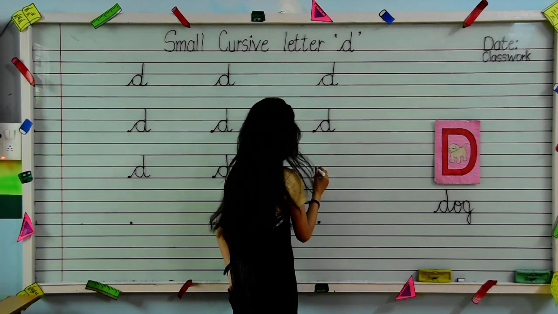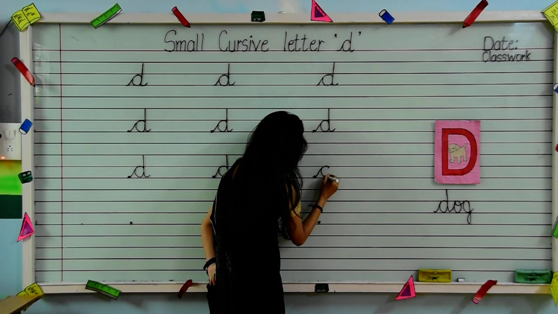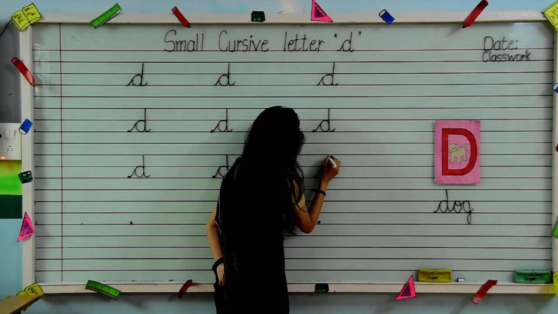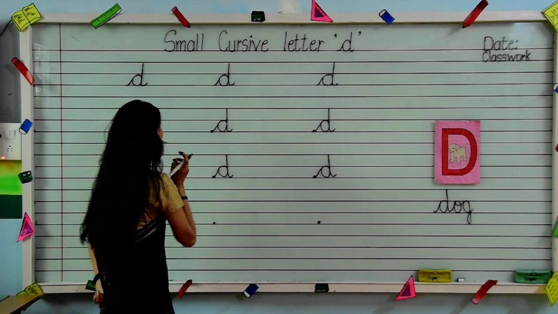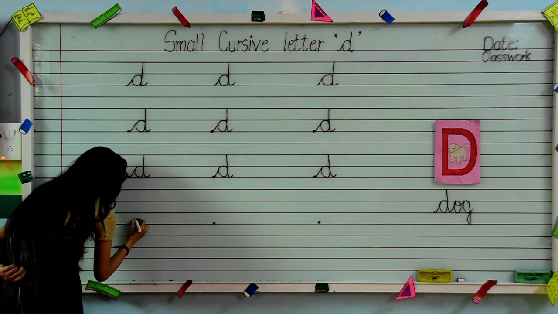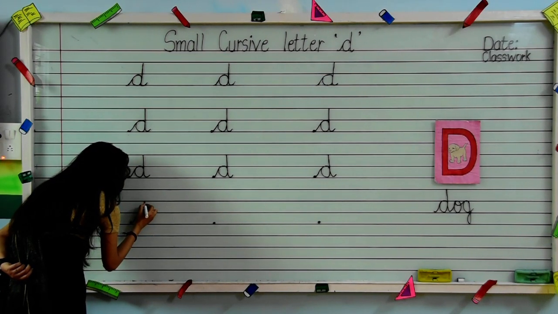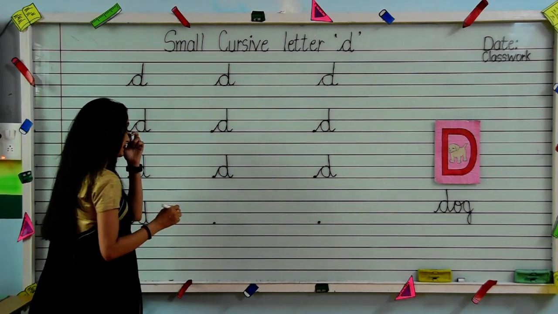Once again let's see. Pay attention, okay kids? Slanting line up, curve, come back, make a circle, go up straight till the first line, come down, make a standing line and make a tail like this. Okay kids, very good. Now come on the next line. Once again let's see. Slanting line up. Make a curve, make a circle, go up straight till the first line, come down, make a standing line and make a tail like this. Very nice, kids.